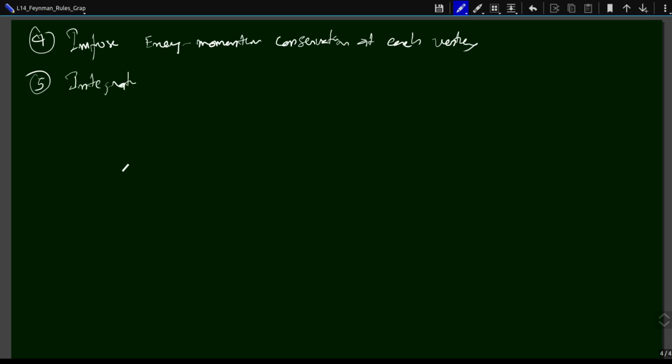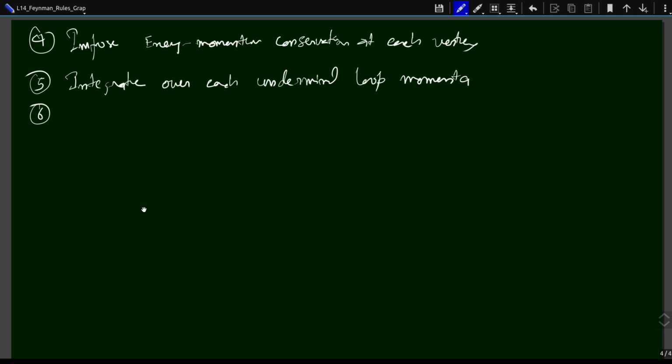Integrate over each undetermined loop momentum. Okay, momenta I should say, because there can be many.